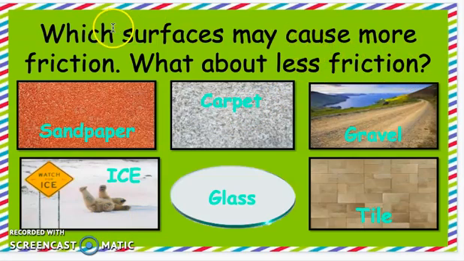So if we look at this, it says which surfaces may cause more friction. What about less friction? Our more friction is going to be ones where there's more obstacles for it to move through, if we're thinking of that toy car, or it could be a rougher surface. So our more friction is going to be this top layer of sandpaper, carpet, and gravel. Our less friction is going to be down here on the bottom, ice, glass, and tile, because that is a smoother surface.